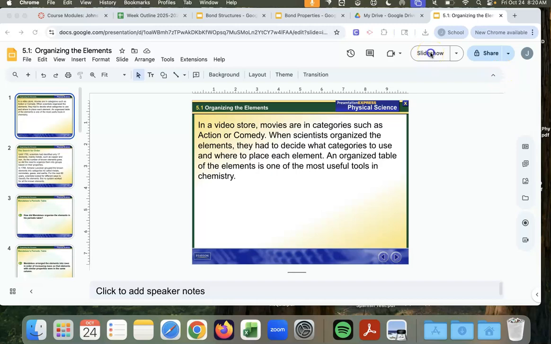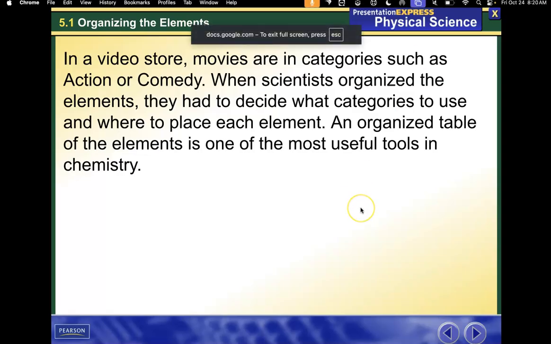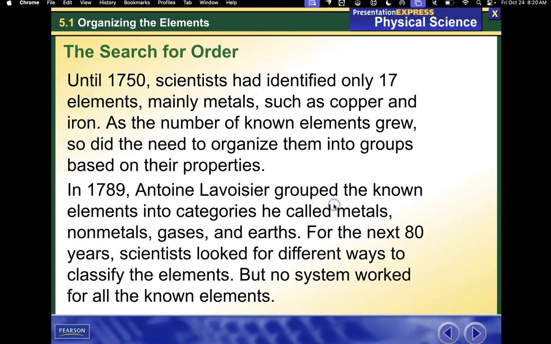All right, so we're going to look at how the elements are organized to make the periodic table. In a video store, movies are in categories such as action or comedy. When scientists organized the elements, they had to decide what categories to use and where to place each element. An organized table of the elements is one of the most useful tools in chemistry.